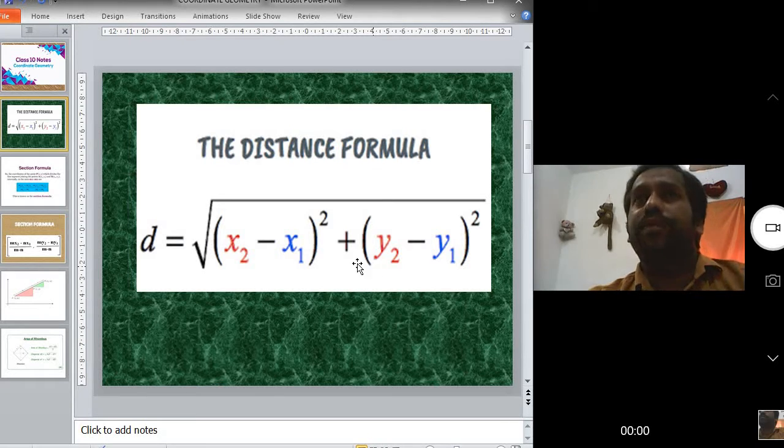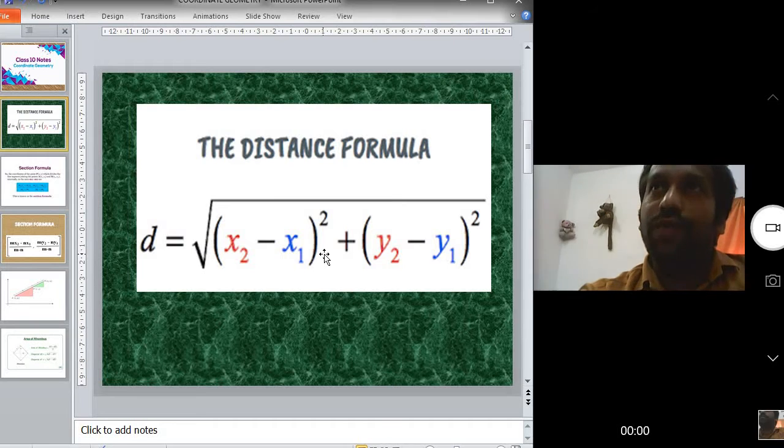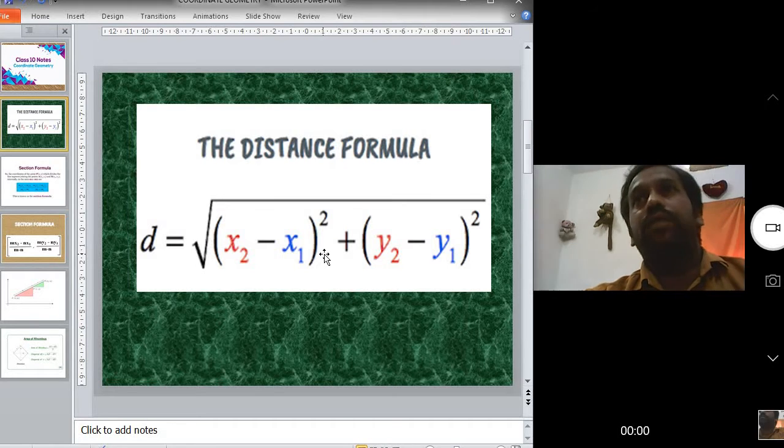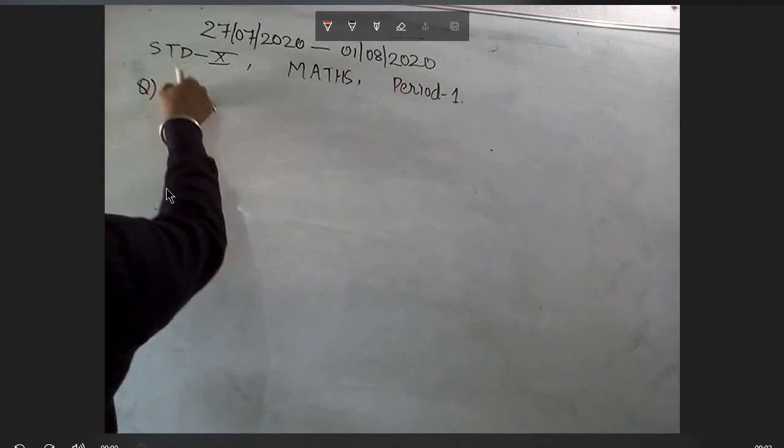In that example we'll try to understand that this can be used to prove that a shape is a rectangle, a rhombus, or whatever it is. Let us see what that is. So, this is one video here. See this.